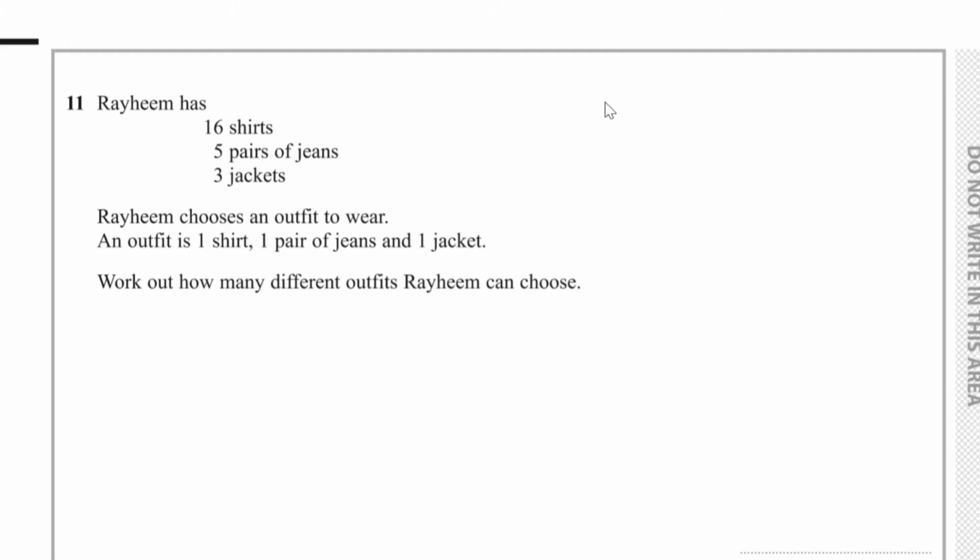Question number 11. Raheem has 16 shirts, 5 pairs of jeans and 3 jackets. Raheem chooses an outfit to wear. An outfit is 1 shirt, 1 pair of jeans and 1 jacket. We have to work out how many different outfits Raheem can choose. So, to find out the number of combinations, we multiply 16 by 5 by 3. And it turns out we get 240. So there's 240 combinations.